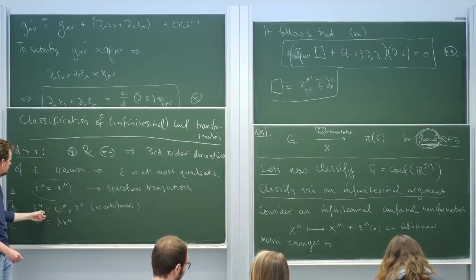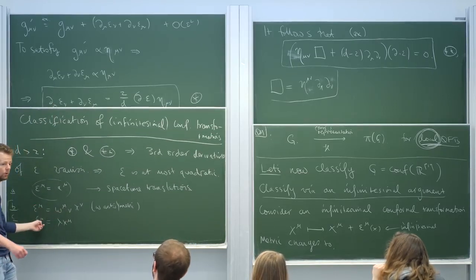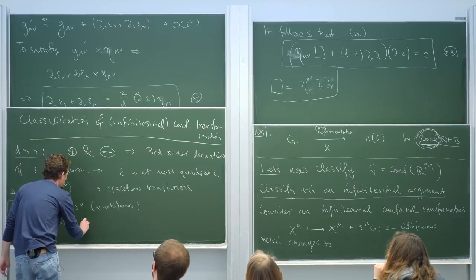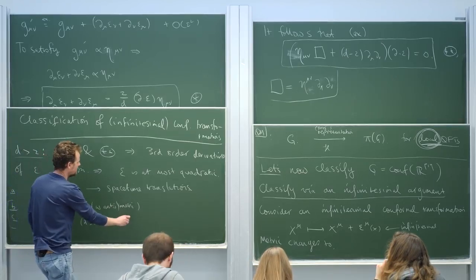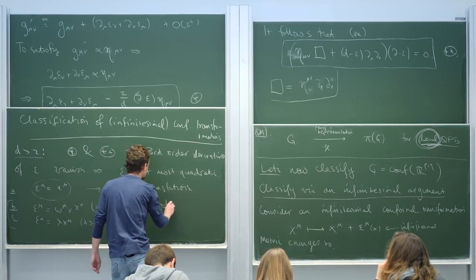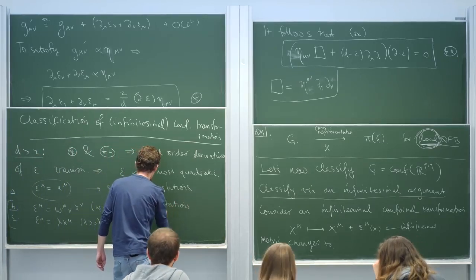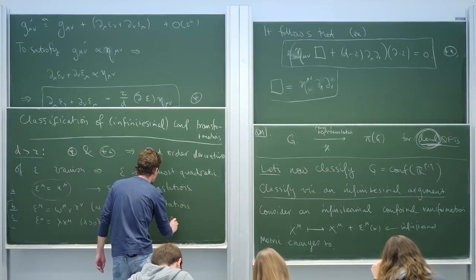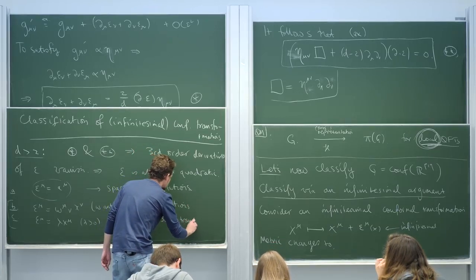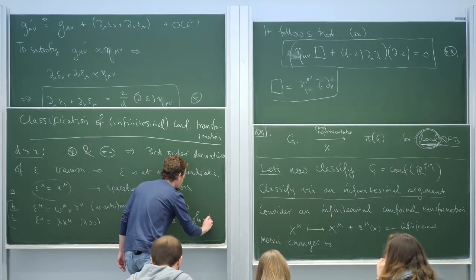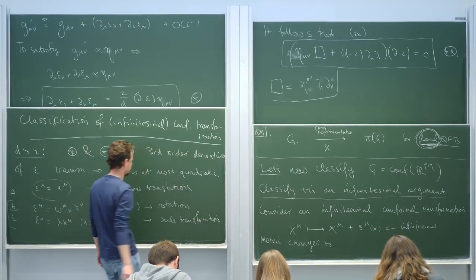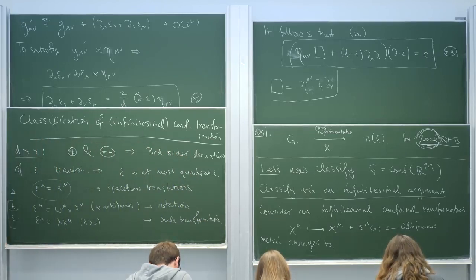So either epsilon has this form or epsilon has this form for lambda greater than 0. We have names for these transformations. These are called rotations, and these are called scale transformations. Awesome. So already at linear order, we've caught a great variety of possible transformations that we would even identify as conformal.